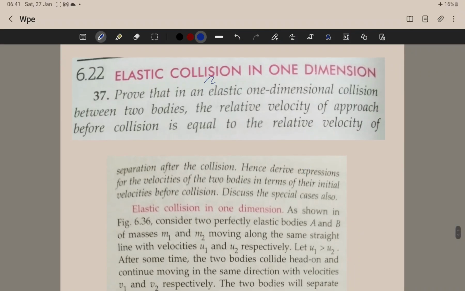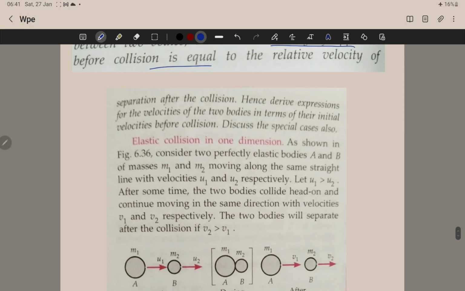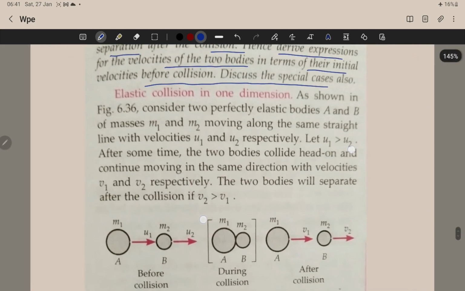The next topic is the elastic collision in one dimension. So we have to prove that in an elastic one-dimensional collision between two bodies, the relative velocity of approach before collision is equal to the relative velocity of separation after the collision. Hence derive the equation for the velocity of the two bodies in terms of their initial velocity before collision. Discuss a special case also.